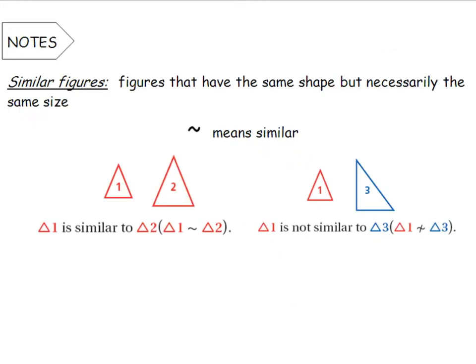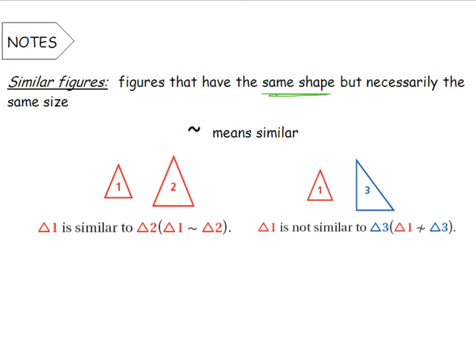So for our notes today, what we're going to do is we're going to explore similar figures. And with similar figures, they are figures that have the same shape, but not necessarily the same size. So similar, remember when we first talked about congruent way back in first semester, we had a symbol for congruent, and it was an equal sign with a little squiggly above it. When we talk about similar, we're going to use this symbol. It's a little squiggly, and that just means similar.